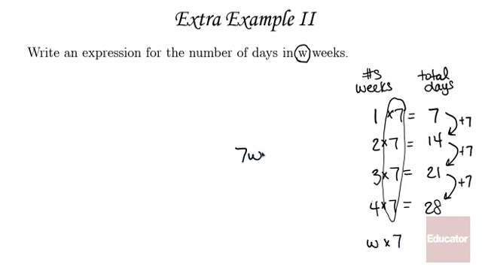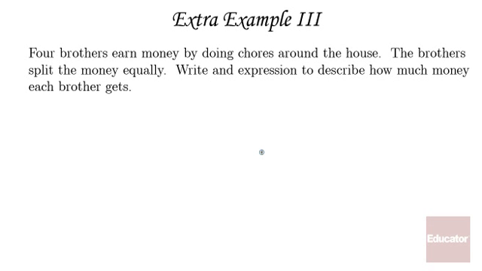4 brothers earn money by doing chores around the house. The brothers split the money equally. Write an expression to describe how much money each brother gets. Well, it doesn't tell us how much money the brothers get, so that's going to be our variable. I'm going to say that money is represented by M.